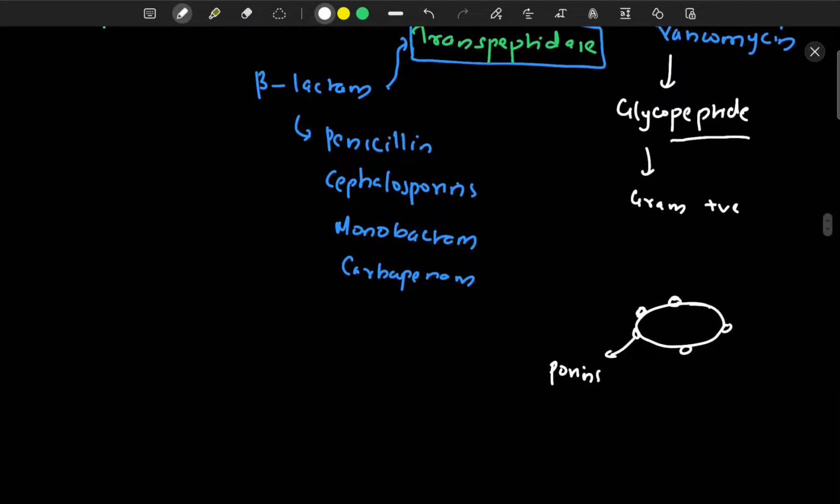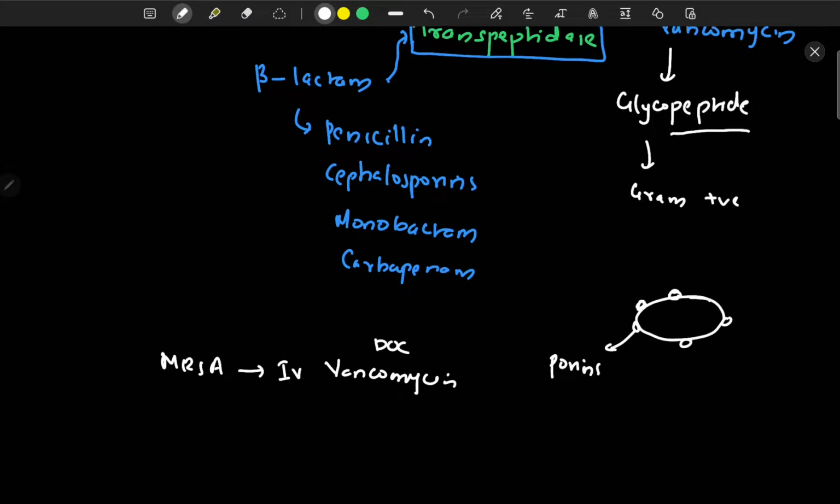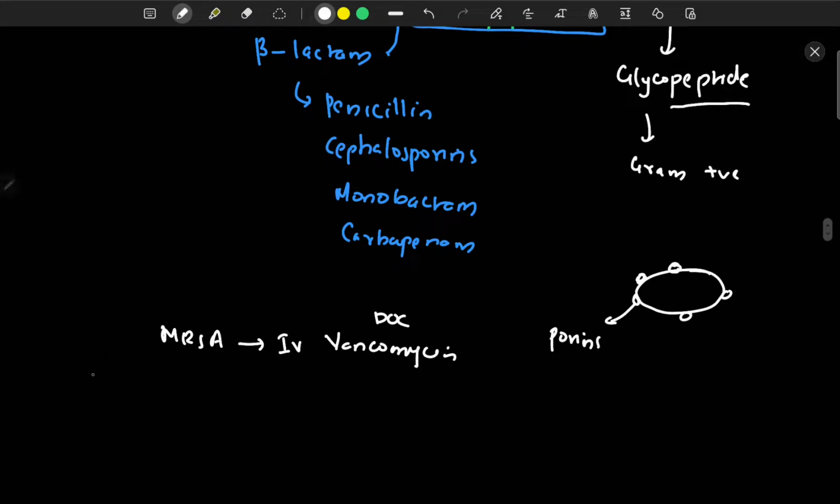In case of MRSA, that is methicillin resistant Staph aureus, IV vancomycin, intravenous vancomycin, is the drug of choice for MRSA, and you can also use it for Enterococcus faecium. So the drug of choice is intravenous vancomycin.